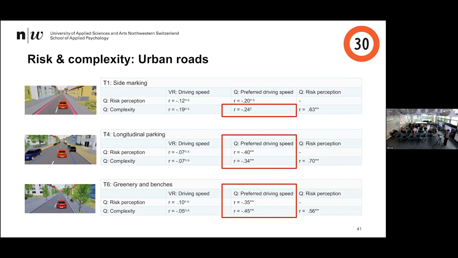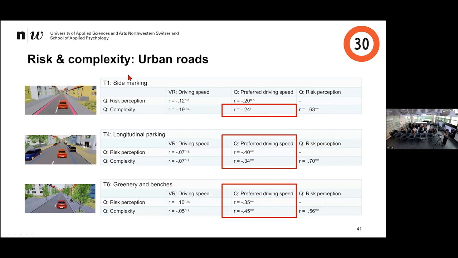Here again, some simple analysis: not regression, correlation, and there is a negative correlation between how risky people perceive those situations and how fast they drive in this situation. Similarly, here for trees, benches, not so much here for the side.